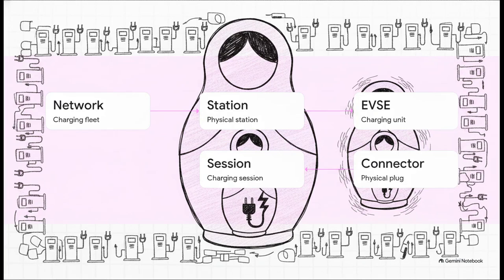Structurally, it works a lot like a nesting doll, drilling all the way down from the macro to the micro. First, you start with the entire charging network. Inside that network are your physical charging stations. Inside a station, you have the actual charging units, or EVSEs. Drop down again, and you've got the physical connectors. And finally, right there on the connector, you have the specific charging session. It's incredibly strict and logical.